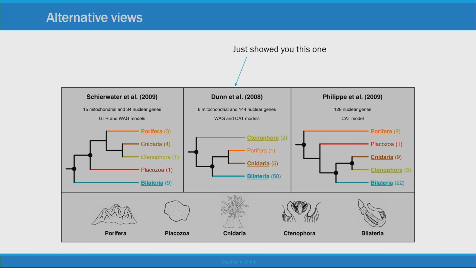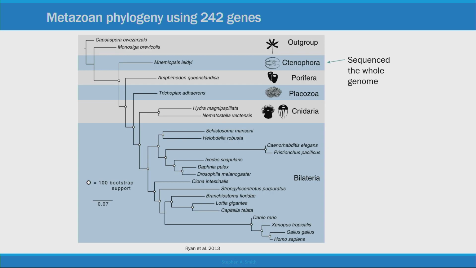So every possible resolution of this set of taxa has been proposed. I just showed you this one in the middle. We don't need to go over the specific ones, but suffice to say, there is something that is causing a lot of conflict in these. All right, so in order to try and solve this, we assumed that we just needed more data.